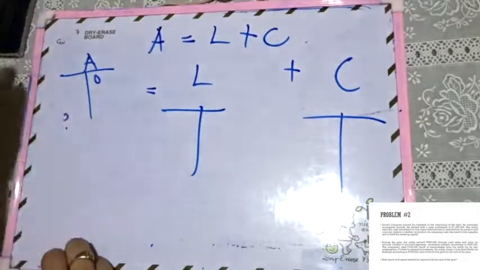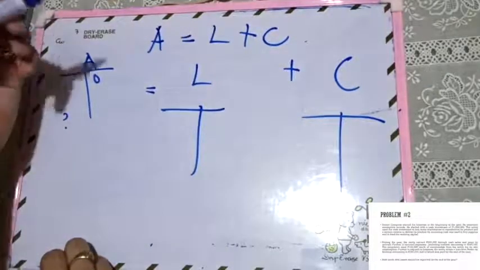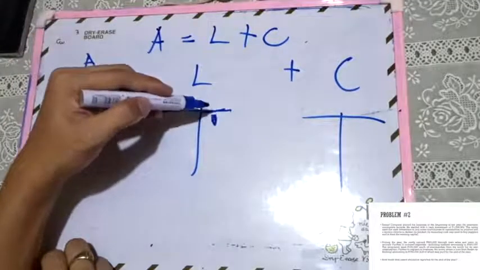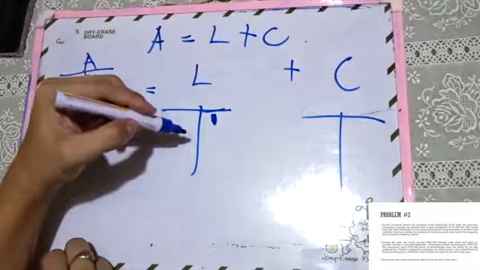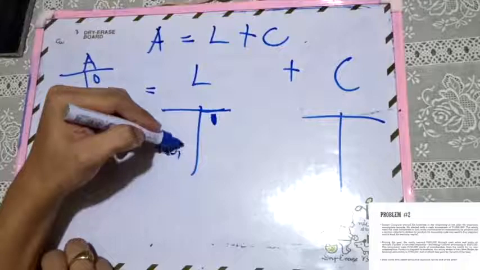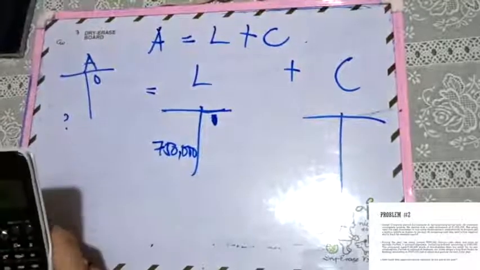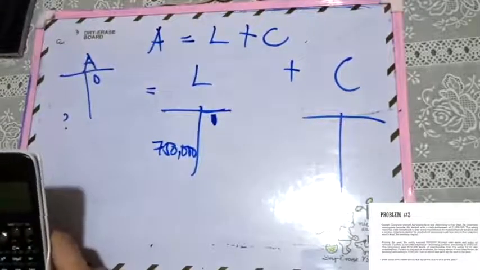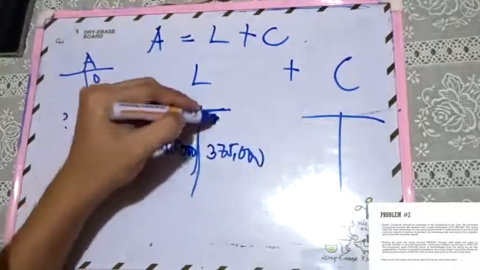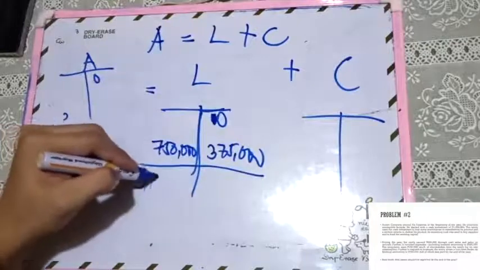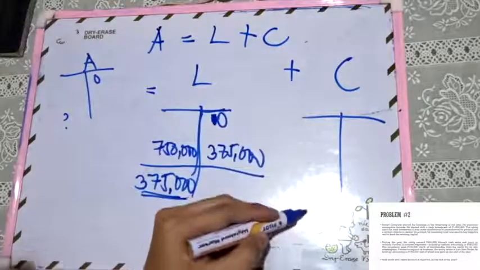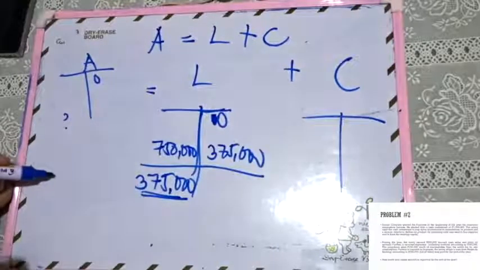For liabilities, according to the given, since it started on the current year, there is a 0 beginning balance, and then it obtained a loan amounting to 750,000. But he was able to pay half of it before the year ended. So 375,000, your liability has an ending balance of 375,000. So all we need to do is to get the ending balance of capital, and we can now determine the ending balance of assets.